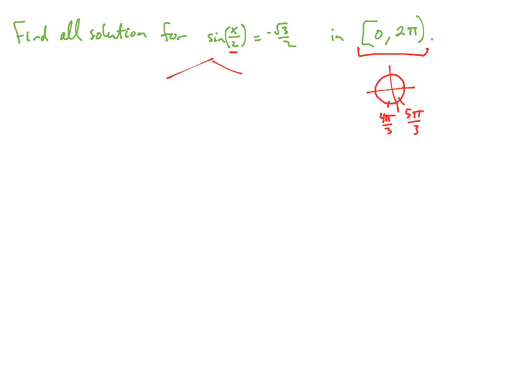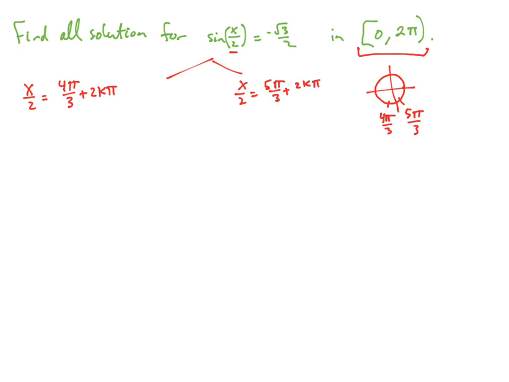So we're going to split this into 2 branches. We're going to say x over 2 is equal to 4 pi over 3 plus 2k pi. And then we're going to say x over 2 is equal to 5 pi over 3 plus 2k pi. So just like we did previously, we're going to test different values of k and then solve for x.